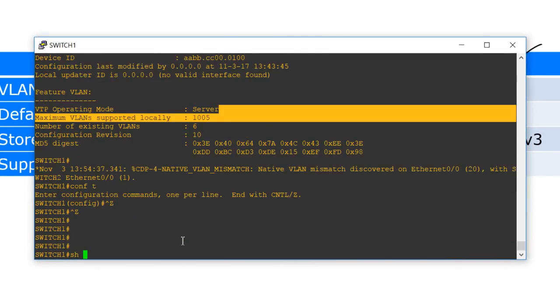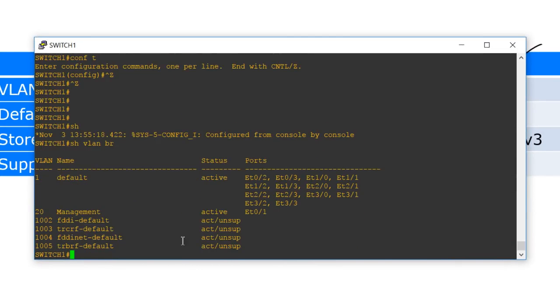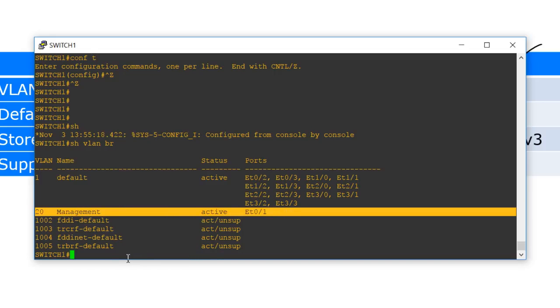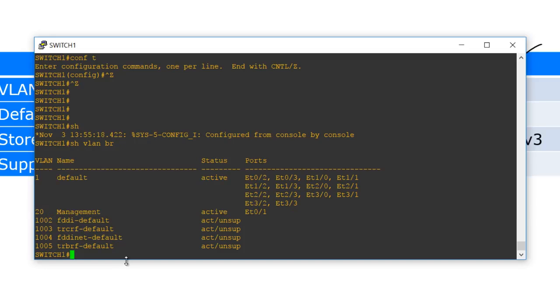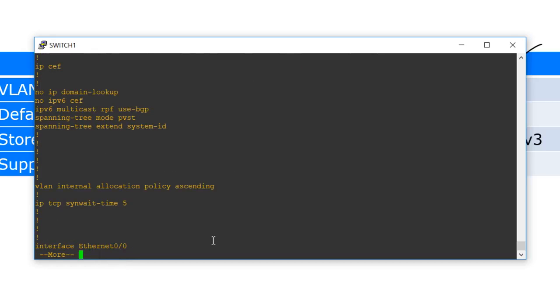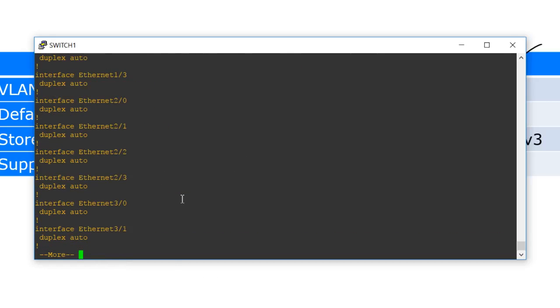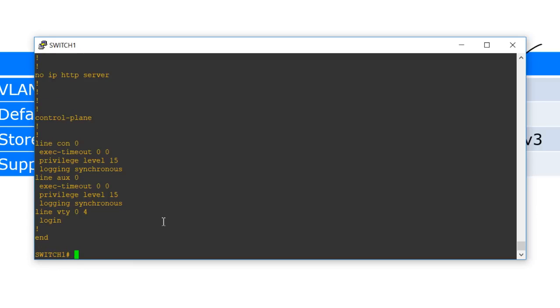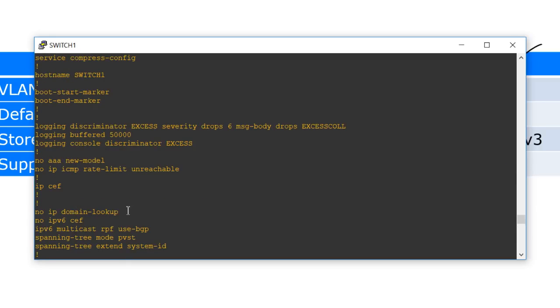So let's do this. Show vlan brief, right? We know that there is a VLAN called VLAN 20, and this VLAN 20 is here because it is part of something called the VLAN database. Now the VLAN database has this. Now let's say show run. This is nowhere mentioned here in the running configuration. There's no mention of the VLANs that are present because VLAN is only going to sit in the VLAN database.